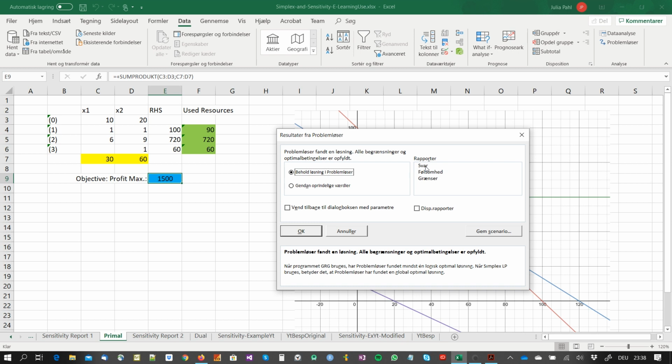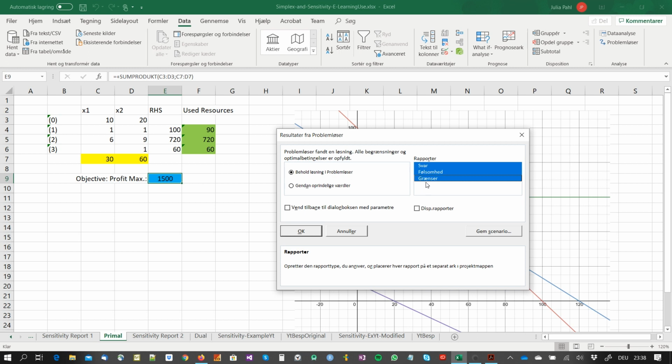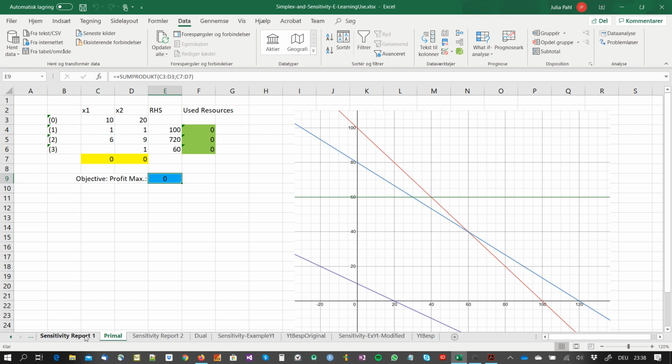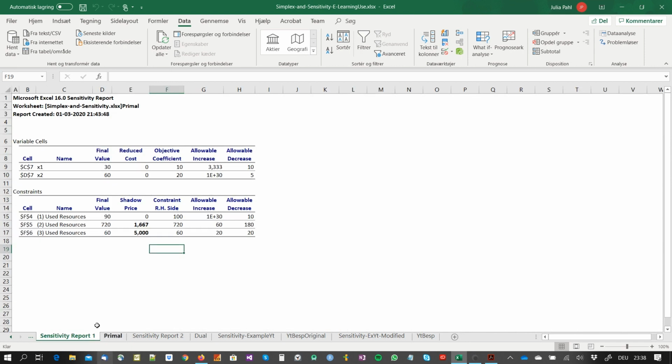And here now we have several different reports that we can invoke. One is to get the answer of the solution, and another one is to get the sensitivity and the limitations of the problem in a different report. I'm not going to click on these reports because I have already done it. And if we look now at the sensitivity report here, then we can get some information about the shadow prices of the resources.